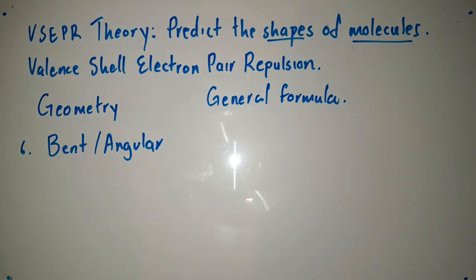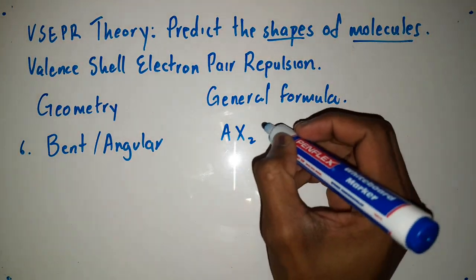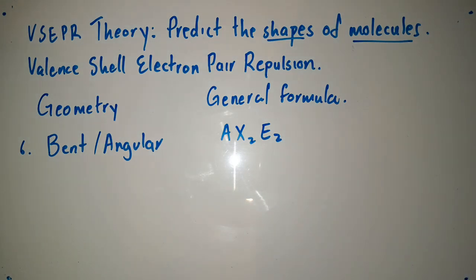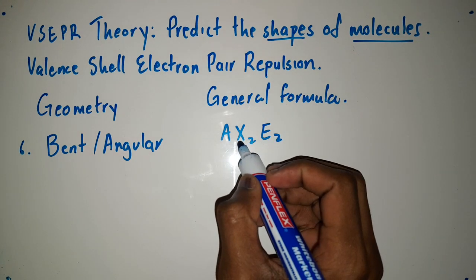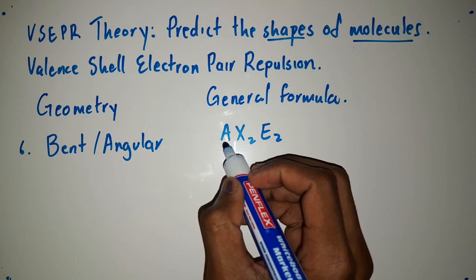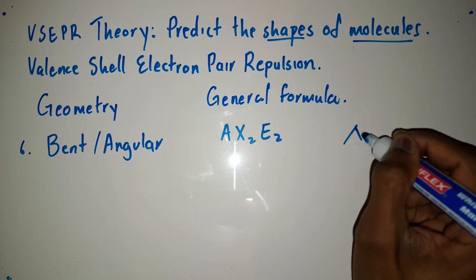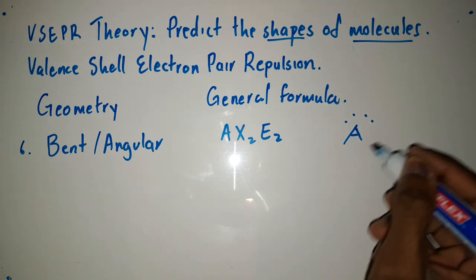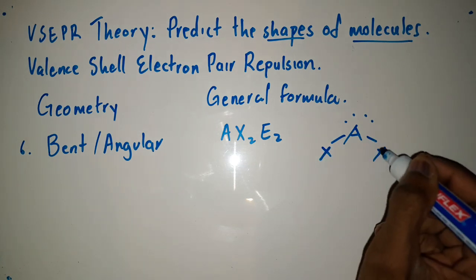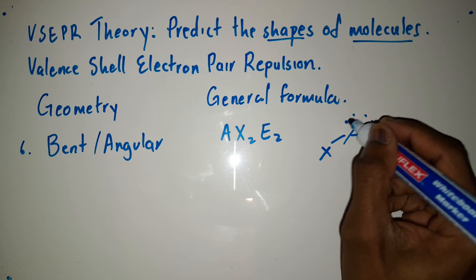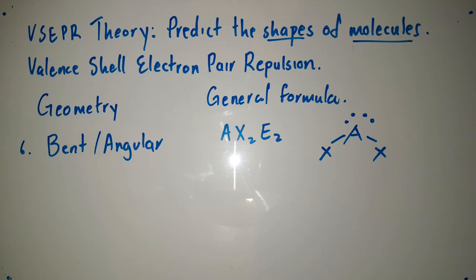It is given by AX2E2, where now we have, let's say, 2 lone pairs. This E stands for lone pairs, this one the terminal atoms, and this one a central atom. If I have something like this, for example with 2 lone pairs, then it will bend like this. Do you understand? These 2 lone pairs are going to cause these 2 terminals to bend like this.